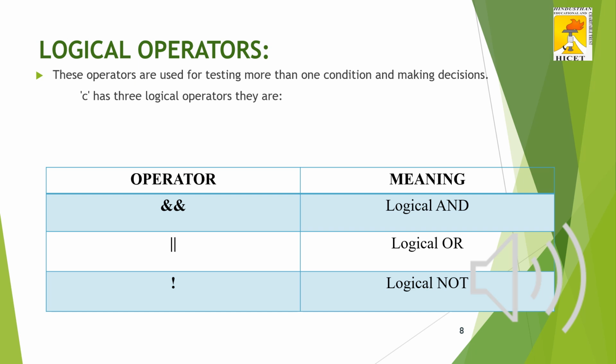In C there are three logical operators: logical AND, logical OR, and logical NOT. In logical AND, only if both values are true will you get the answer as true. In logical OR, if any one of the values is true, you will get the answer as true. Logical NOT means if it is 0, it flips to 1. If it is 1, it flips to 0.